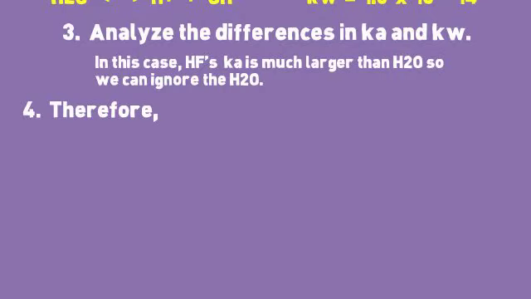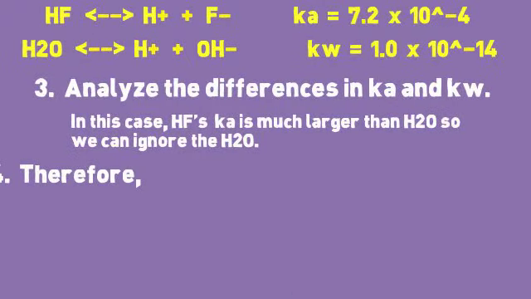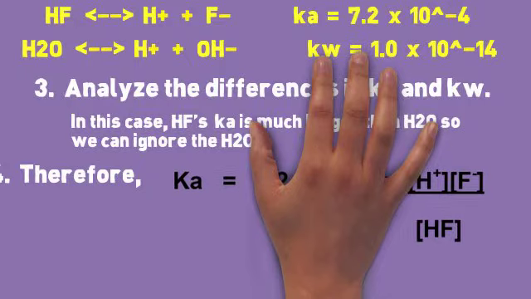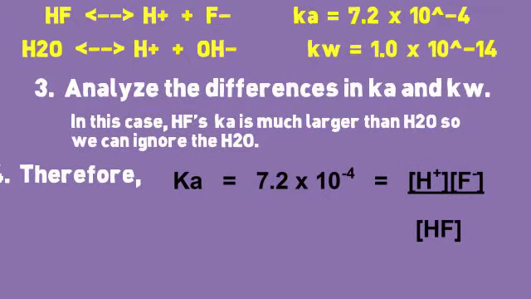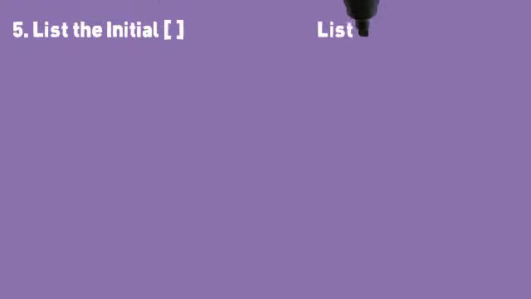Step 4, write out the equation. Ka equals 7.2 times 10 to the negative fourth, which equals concentration of H+, F negative over HF, remember products over reactants. Step 5, list the initial concentrations. We're going to make like a chart and list the concentrations at equilibrium. So this is going to be like a little table. What was it initially? What was it at equilibrium?